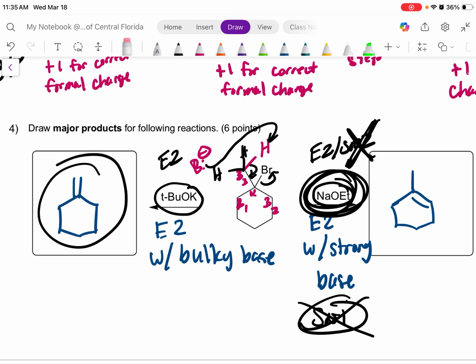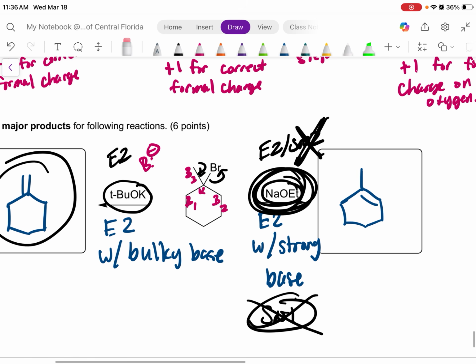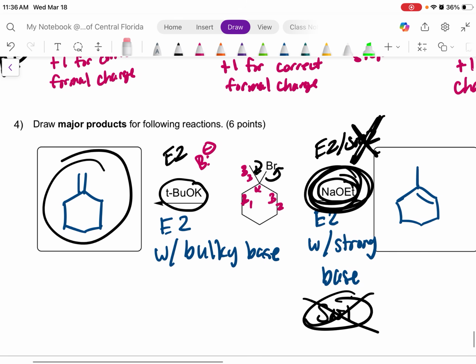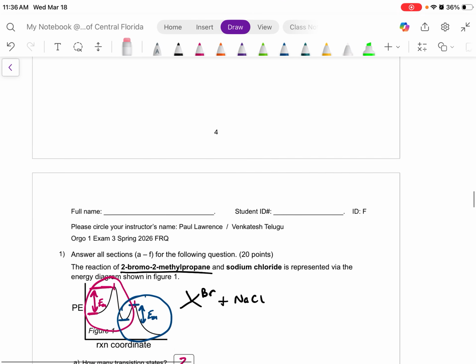And then, if we use the smaller base, the sodium ethoxide, we then have to do the same analysis. We look at all the beta hydrogens, and since sodium ethoxide is going to be a slender base, it's going to find the thermodynamic product, which is the one shown there. So the one on the right would be the Zaitsev product. The one on the left would be the Hofmann. Okay, and so this one is for exam F.